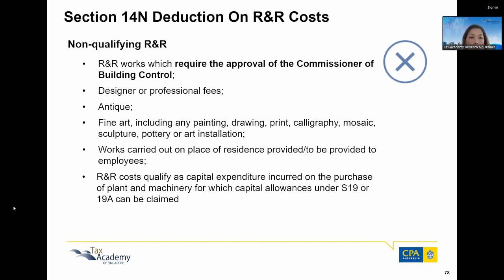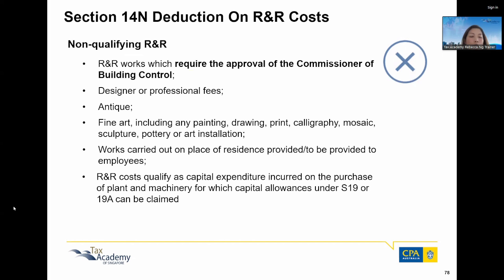These are non-qualifying. If the company has incurred any of this expenditure, they are not allowable for deduction. R&R work that requires the approval of the Commissioner of Building Control. Usually these cases are quite major renovation and refurbishment that require approval from building control, so these are not allowable. They are not qualifying R&R costs.